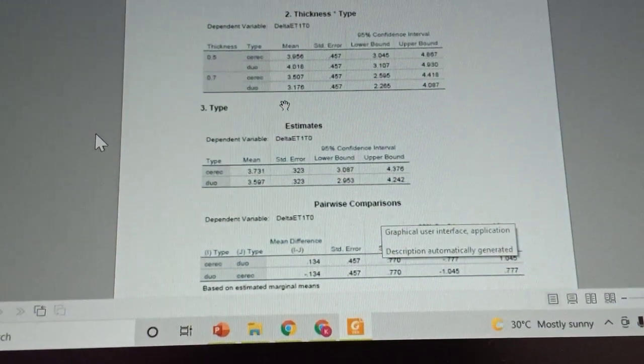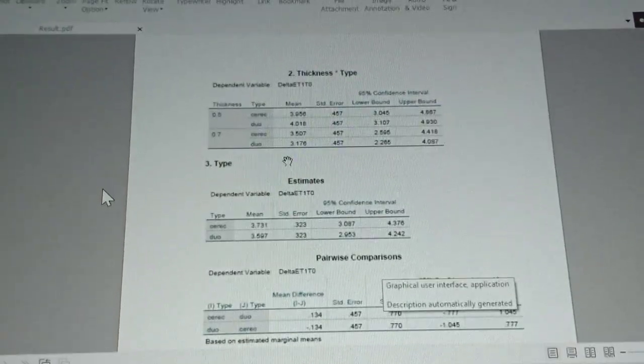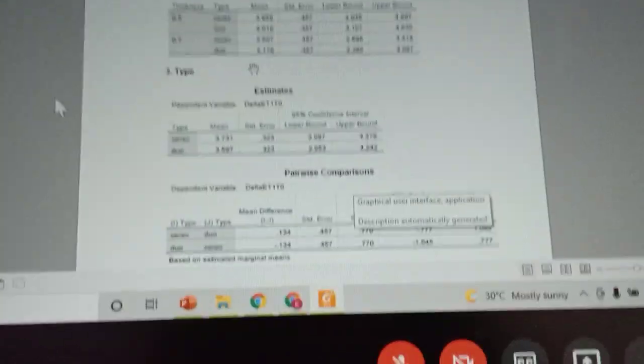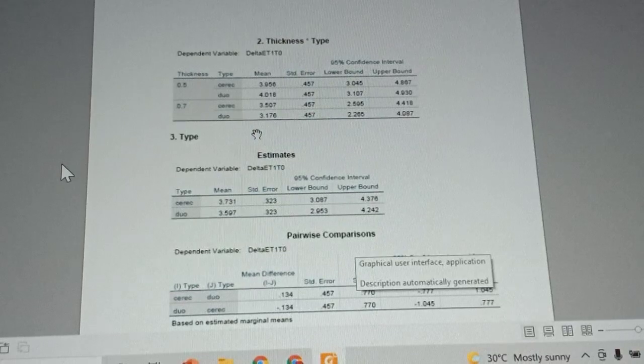Because it's 3.9 versus 4.0 and 3.5 versus 3.1. The second one is slightly bigger. Yeah, this is what I mean. I'm not talking about the type of ceramic here. I'm talking about the thickness. So between 0.5 and 0.7, there is quite some difference.